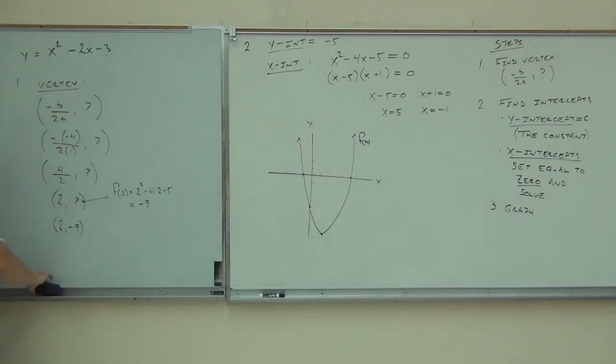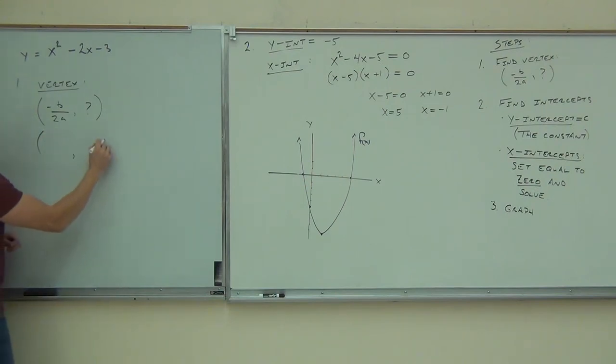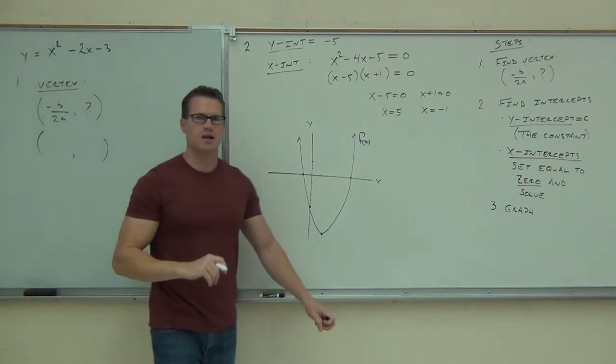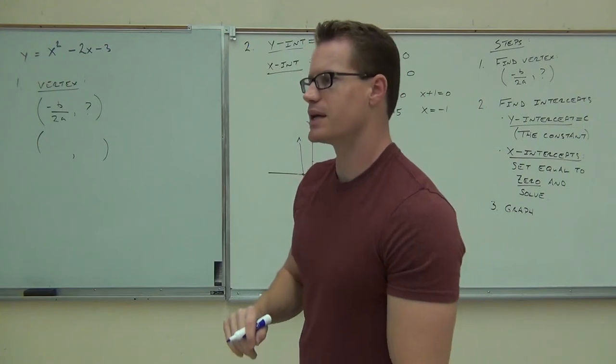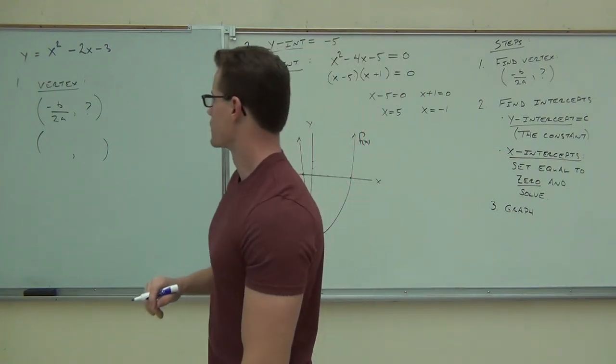So, first thing, what is your first step? I've left this on the board, but what is your very first step? What are you going to do? Okay, vertex, great. So negative b over 2a. I'll give you about 5 seconds, fill out the formula. You don't have to do all the math, we'll do that together, but fill out the formula correctly. Negative b over 2a.